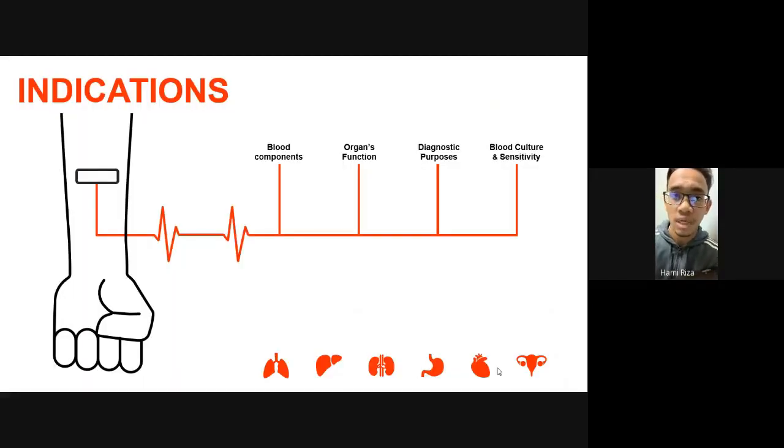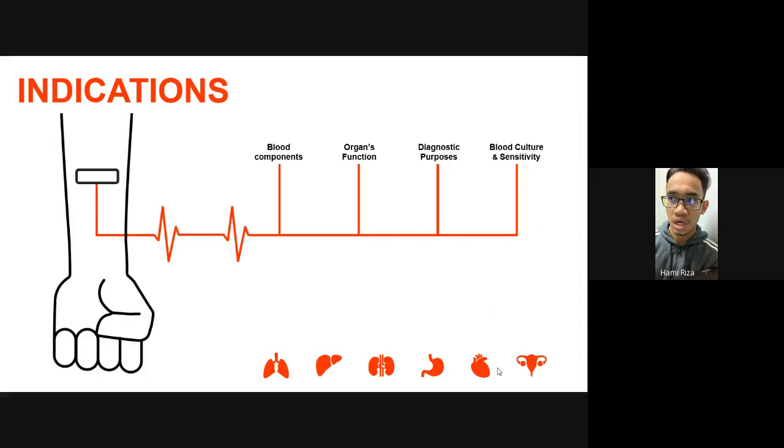As I mentioned before, the main purpose for venipuncture is taking blood for blood sampling, which is used to assess blood components such as hemoglobin, white blood cell, platelet from the full blood count, and also sugar level, coagulation factor, and lipid profile. Apart from that, from venipuncture we can assess several organ functions such as kidney from the renal function test, liver from the liver function test, and thyroid from the thyroid function test. Plus, we can assess the electrolytes in our body from the serum electrolyte.